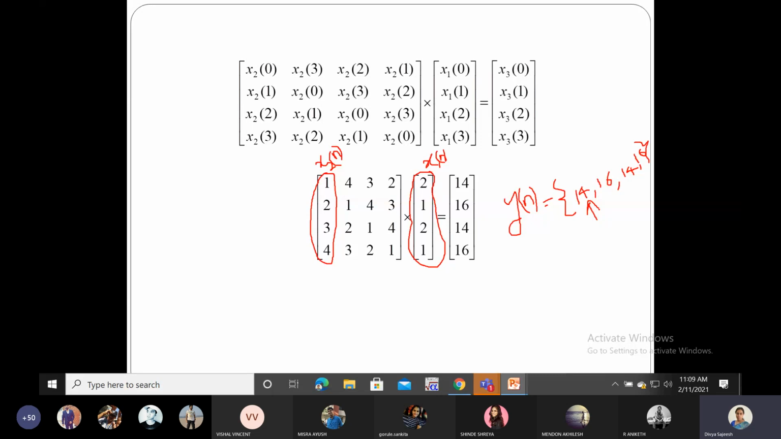In such a case, the number of samples of the output sequence will be n1 plus n2 minus 1. When both have equal numbers of samples, there is no problem. Your output sequence will also have 4 samples, like in this case, where 4 is the number of samples of x2 and x1, so x3 also has 4 samples. But if they are different, the total number of samples of the output sequence is found using the same formula, n1 plus n2 minus 1. So let us take the case.